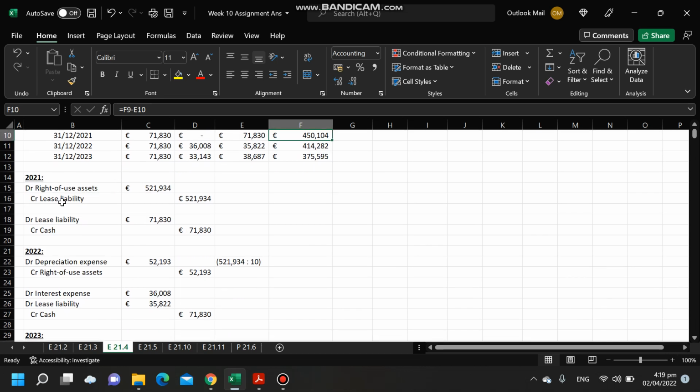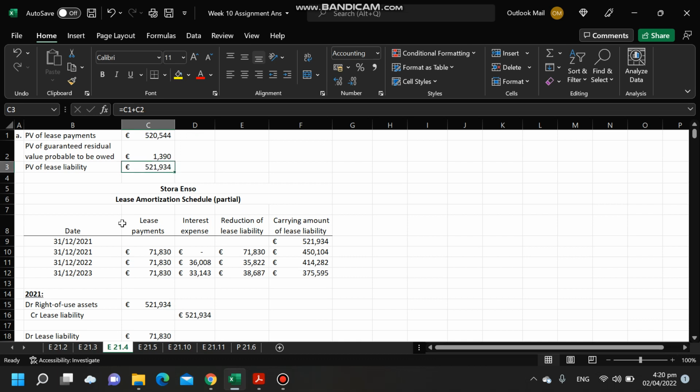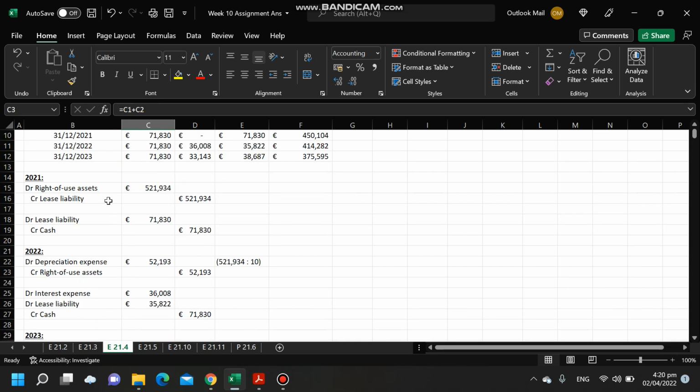So for 2021, the beginning of the lease, we must record first the right of use asset and lease liability. So debit right of use asset, credit lease liability 521,934, which is what we have calculated. And then directly we pay the lease. So debit lease liability, credit cash 71,830.